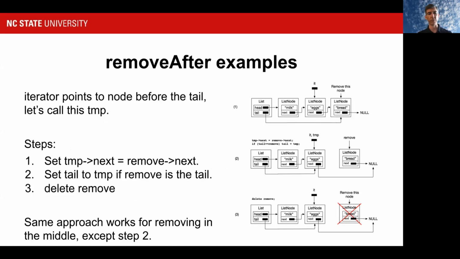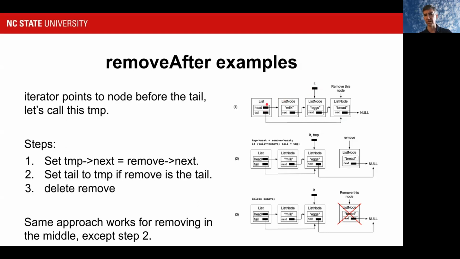So let's go through a few examples of how remove after works. When I show you a picture of a list with an iterator pointing into it, I'm just going to show that iterator as a black box. That's because it is an object, and there is a pointer field in that object pointing to a list node. I'm going to draw that black box to remind you this is an object with a pointer in it, but just to keep my drawing uncluttered, I'm just going to draw that box and then label it clearly as an iterator using something like IT or I, so that you know that's what I'm referring to.